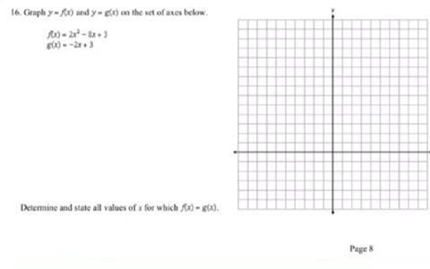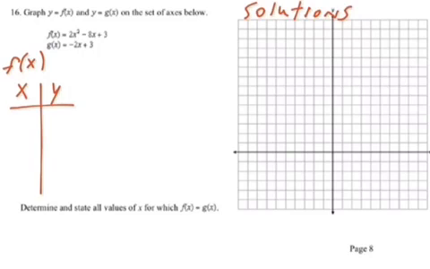Now let's look at question number 16. Since these are already in the form f of x equals and g of x equals, you can go to your calculator and type in y1 equals, y2 equals, second trace intersect, and write down your solutions first. After you do that, you will be making a table of values for both f of x and for g of x.